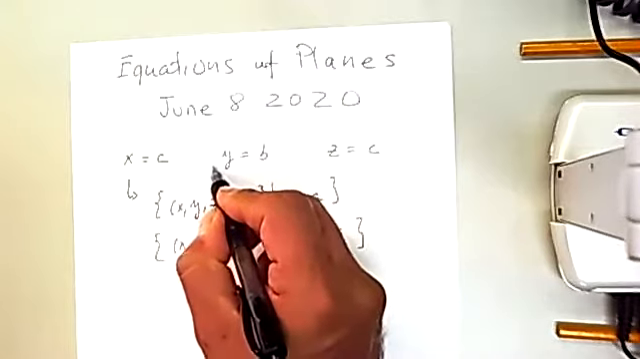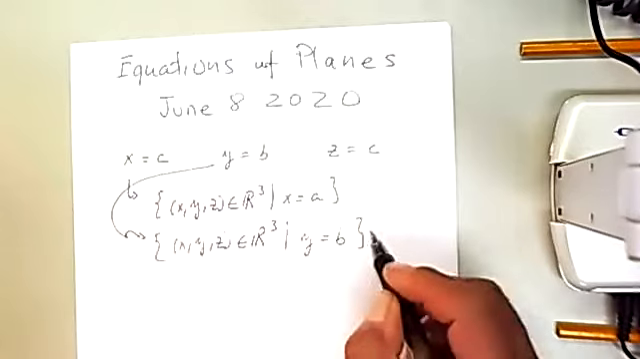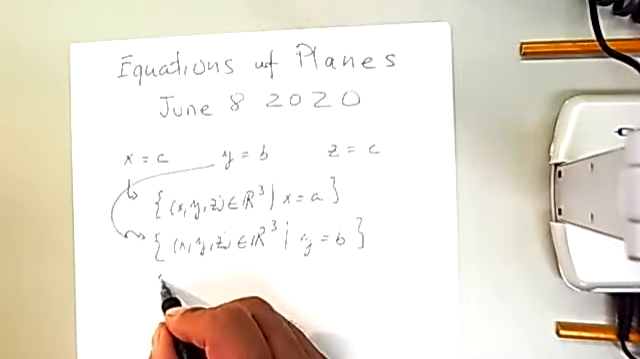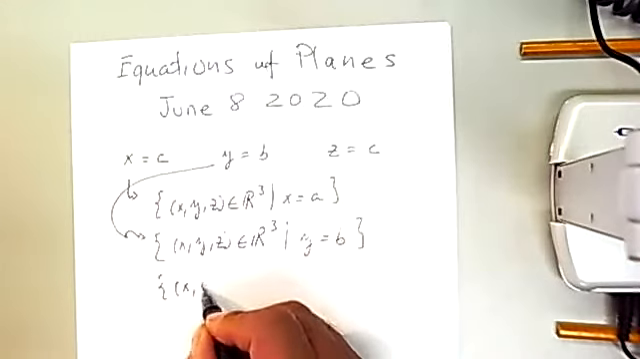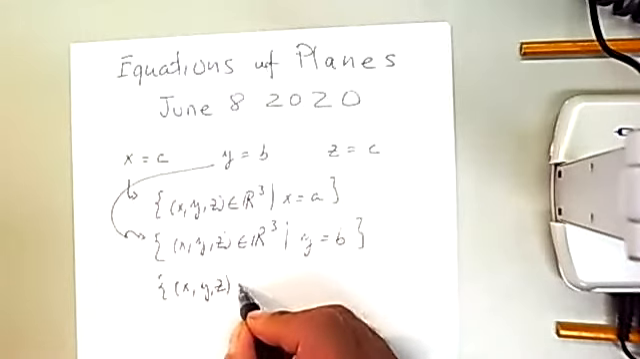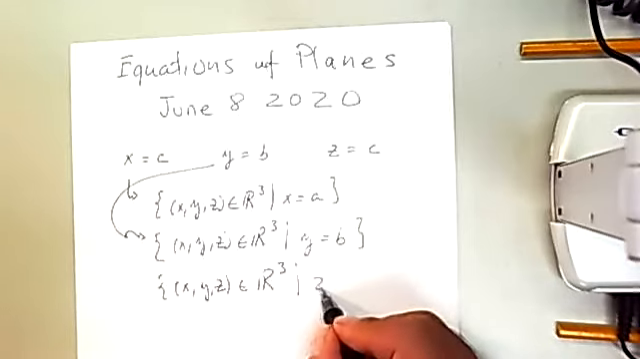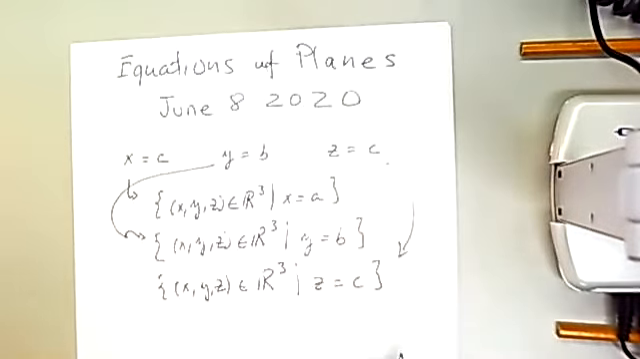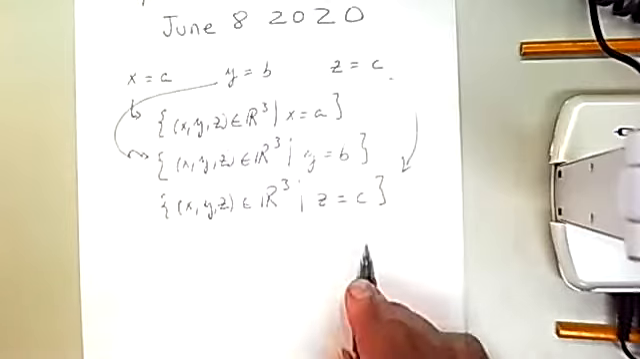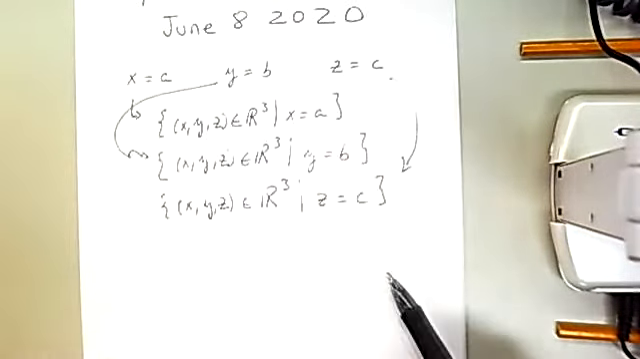So let's draw a little arrow indicating that. And then z equals c means all the x, y, z points in three-dimensional space such that z is equal to c. So that's what we mean by that. So it is not just one point, it is a whole bunch of points with those characteristics.